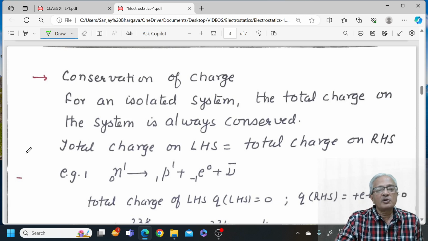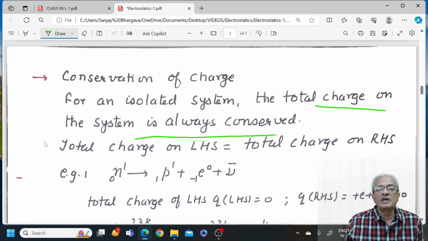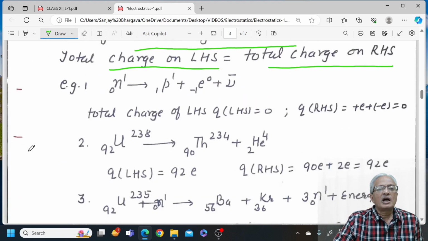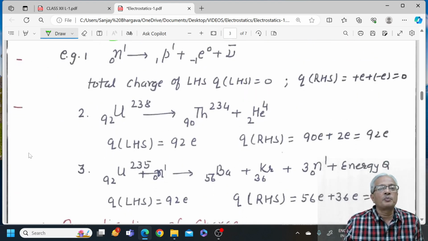And what do we say about it? For an isolated system, the total charge on the system is always conserved, which means the total charge on the left hand side and the total charge on the right hand side are supposed to be equal. Let us pick up an example in which a neutron converts to a proton with the emission of a negatively charged electron and an anti-neutrino.